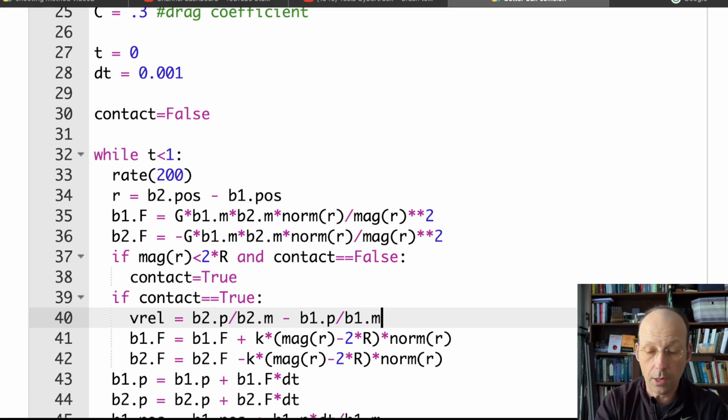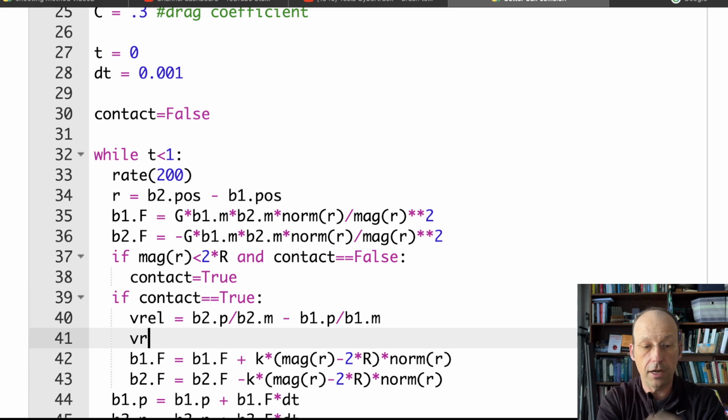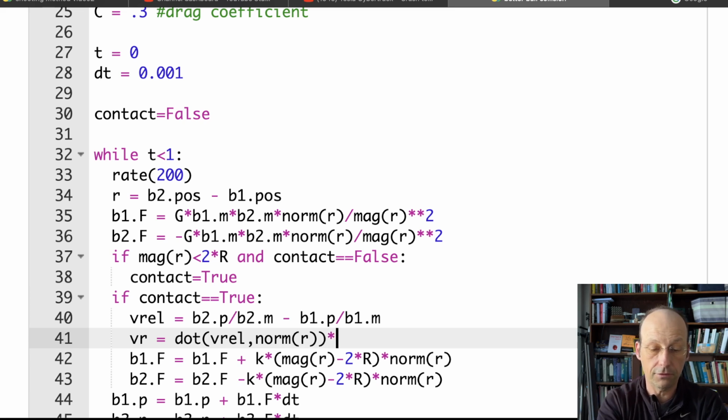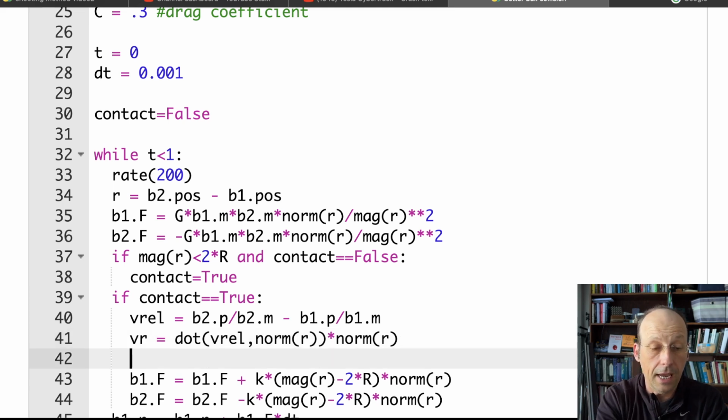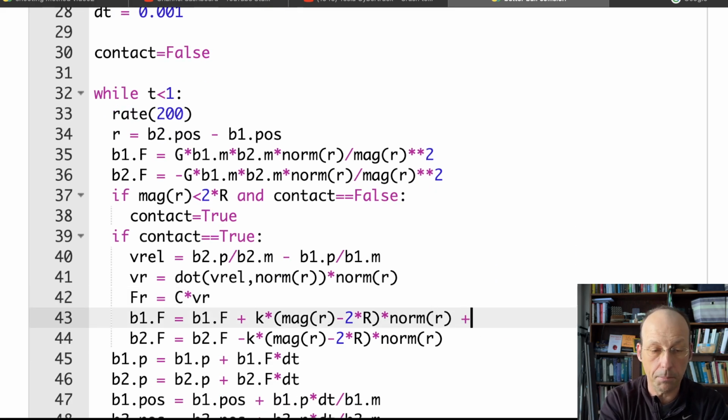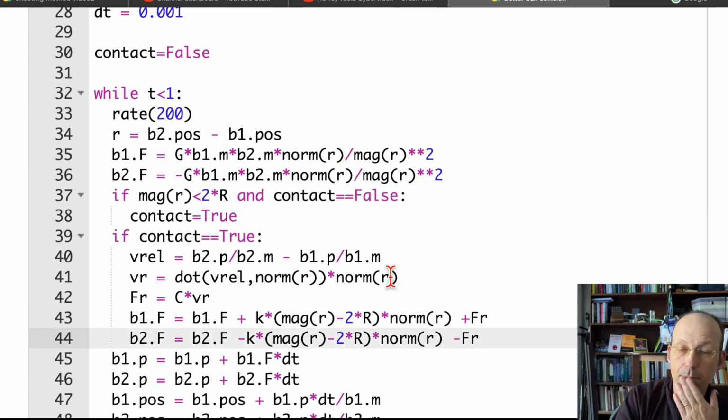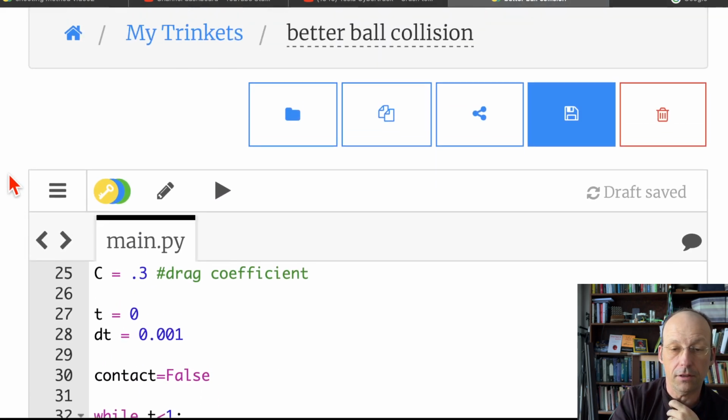Now I need VR, the radial velocity. It's going to be equal to the dot product of VREL and norm R. But that's not a vector, so I need to multiply it by norm R. That's the same equation I had, right? So there's nothing magic there. And let's call this FR for the radial drag. It's just going to be C times VR. And so for B1, I'm going to say plus FR, and this one I'm going to say minus FR. That should do it.